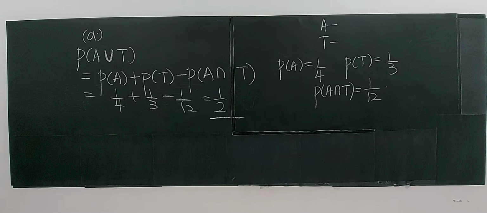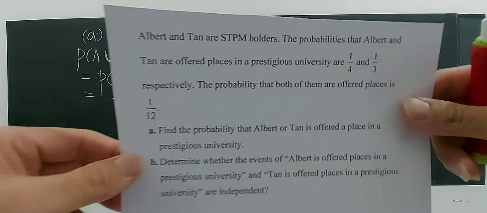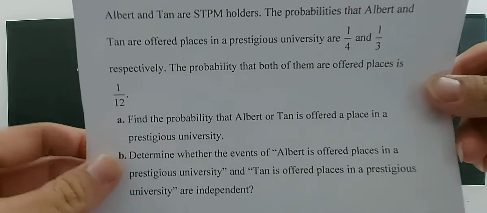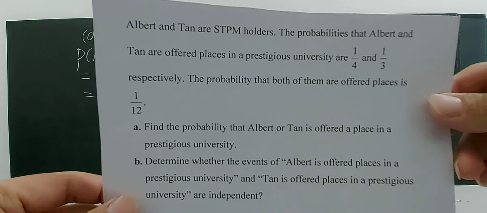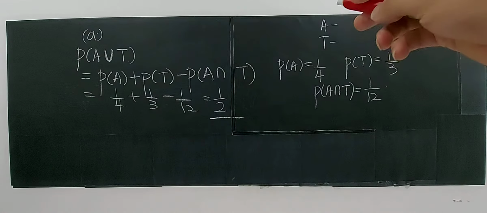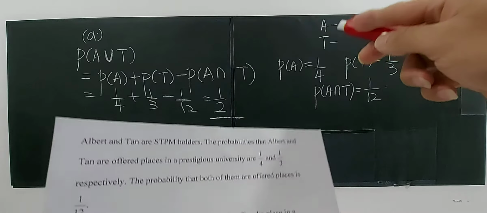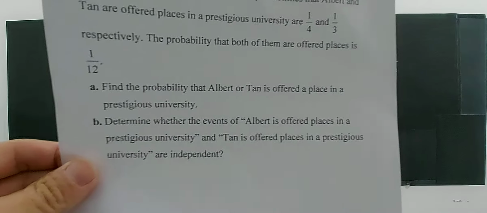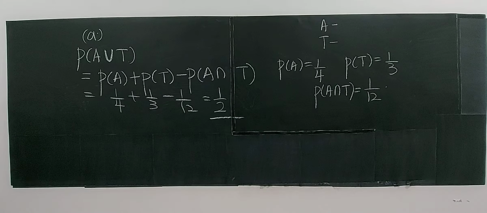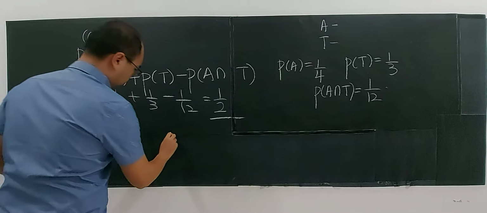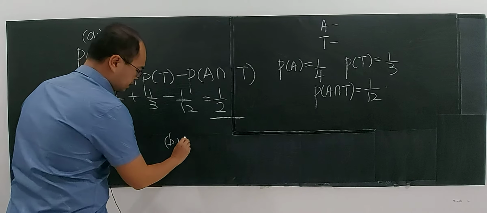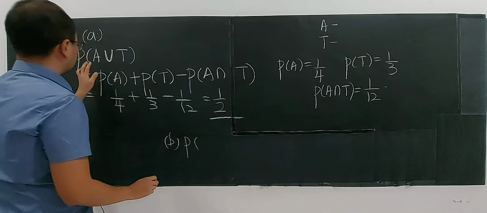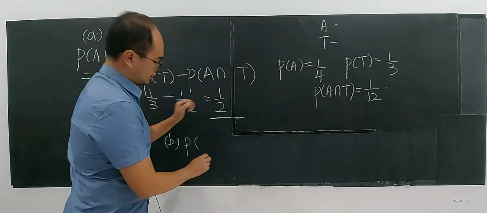There is asking us that determine whether the events of Albert is offered in a prestigious university, means that event A, right? Event T, the T is the events where Tan is offered place in the prestigious university. Are they independent? So very simple, we're using the law of multiplication. So, okay, for part B, we want to know whether they are independent. First, we look at if A intersect with T, right?